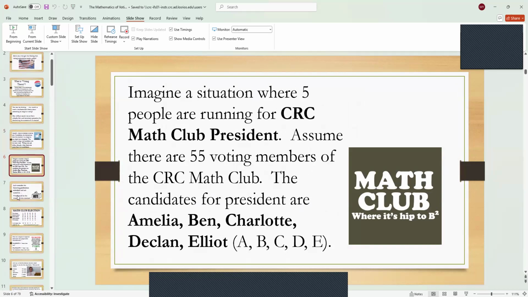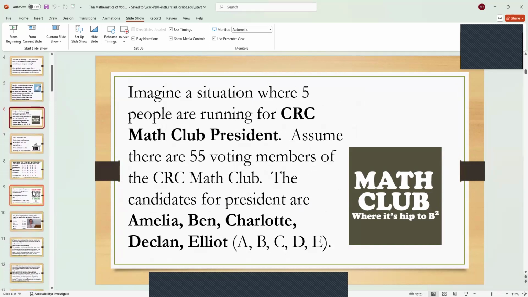I want us to imagine a situation where we have five people running for math club president. Let's say CRC has a math club. And let's assume there are 55 members of the math club that are going to be voting in this upcoming election. And we have five people running for president. We have Amelia, Ben, Charlotte, Declan, and Elliot. They all want to be president. We're going to abbreviate as A, B, C, D, E as we go.